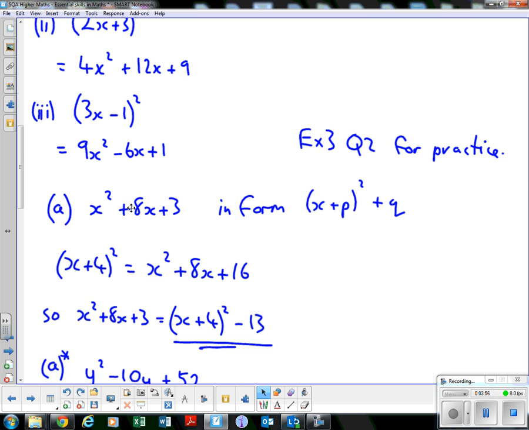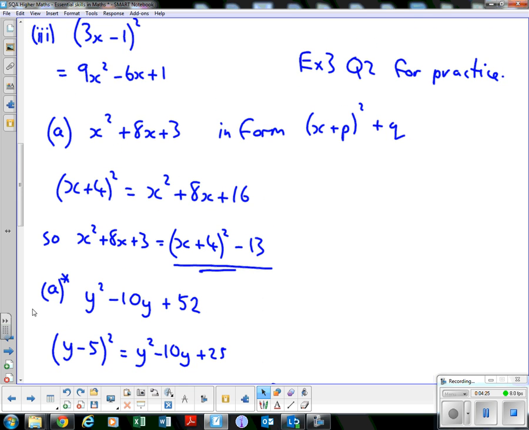Okay, so this bracket squared on its own gives x squared plus 8x plus 16. But I want to write x squared plus 8x plus 3, not plus 16. So I have got 13 too many here. So I'm going to have to take (x plus 4) all squared and subtract 13 off it to get what we originally had. So basically the bracket squared comes to x squared plus 8x plus 16, but we've only got x squared plus 8x plus 3, so we need to subtract 13 from the end of it.